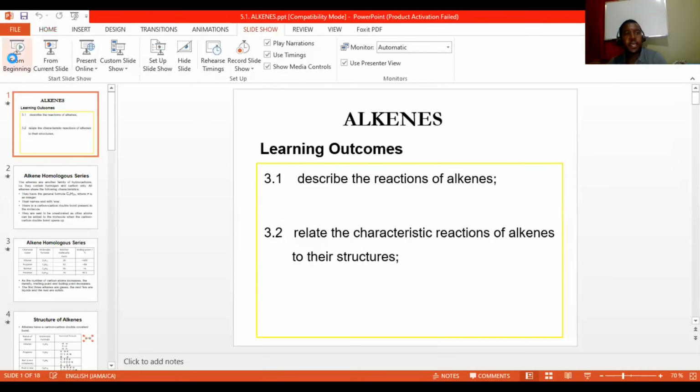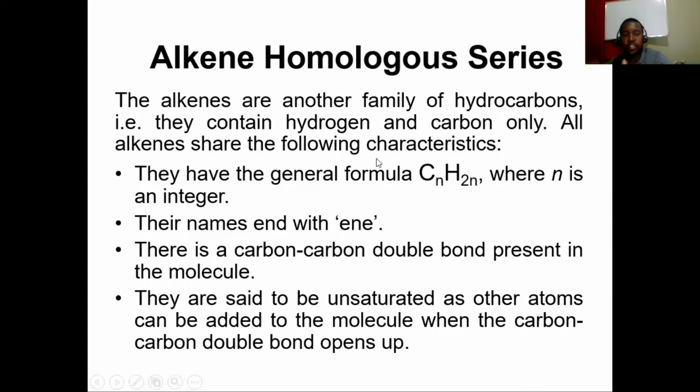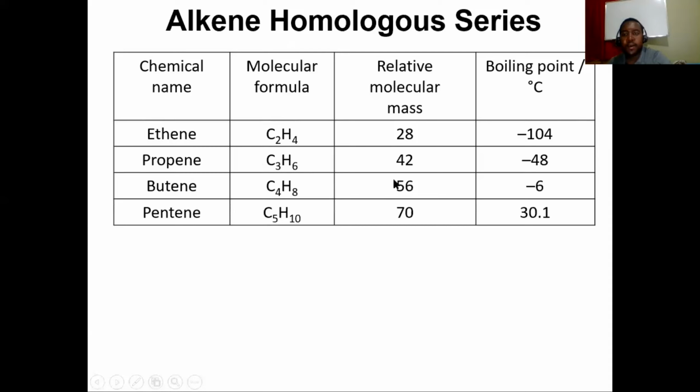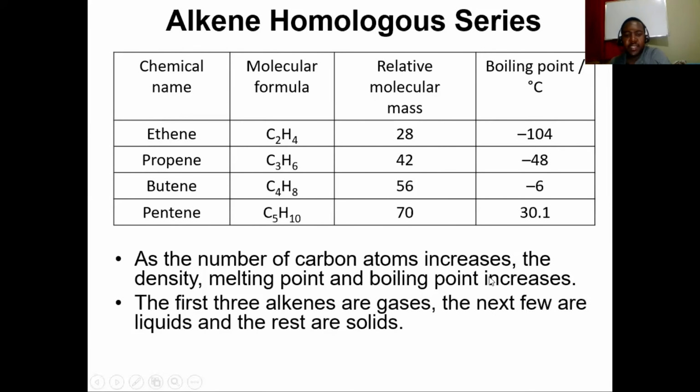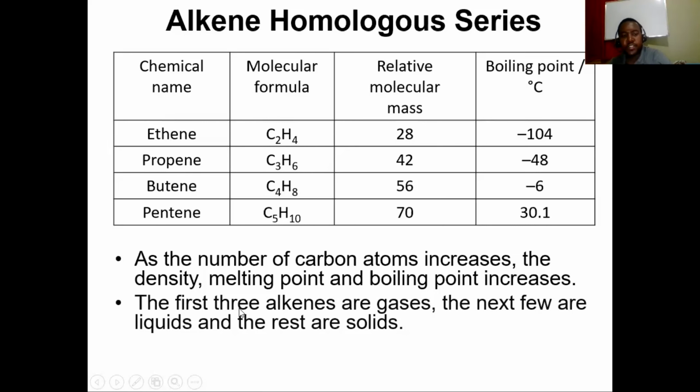All right, so let's look now at our alkenes. Again, we already looked at naming our alkenes and drawing structures with alkenes. We know the general formula, CnH2n. All right, and the same thing applies to the boiling point of our alkenes. We see as the number of carbons increases, our boiling point also increases. All right, before we move on, something important. The first three alkenes are gases, the next few are liquids, and the rest are solids. So we start off with the first three alkenes, which are gases, then we have liquids, and then the larger alkenes are normally solids.